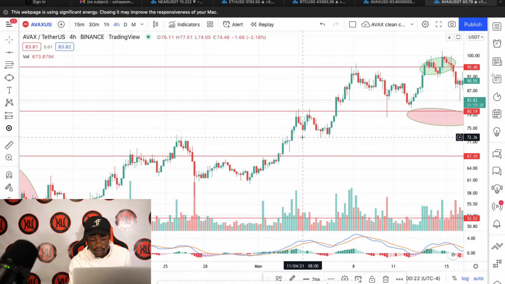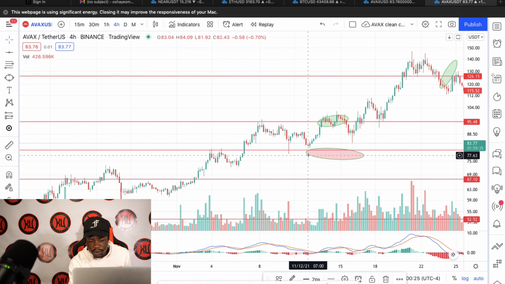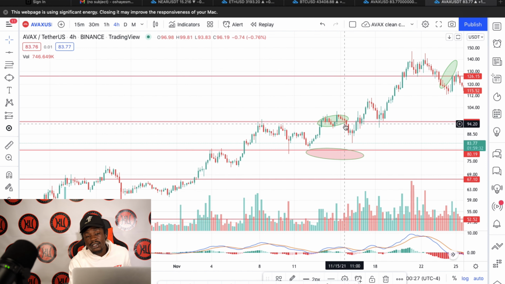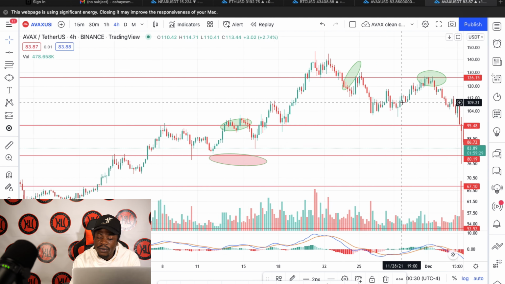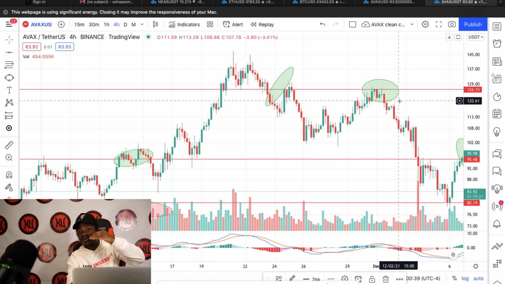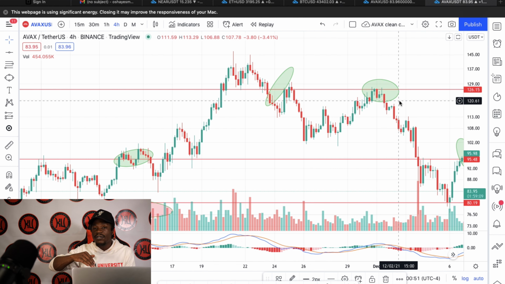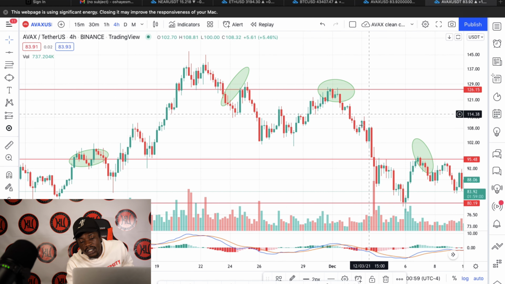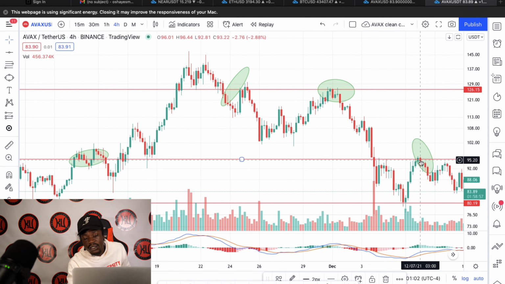Let's see again, tested. This is also a tested level of support. Next target is the next resistance area. There are so many times, I'm just pointing out different times when price reacted off a certain area. You could get into a trade and put your stop loss below or above a certain area. So when price tests resistance, you put your stop loss right above the resistance, and your target would be your next support. And vice versa. If you're in a buy, your stop loss would be below your support, and your take profit would be your next resistance area.